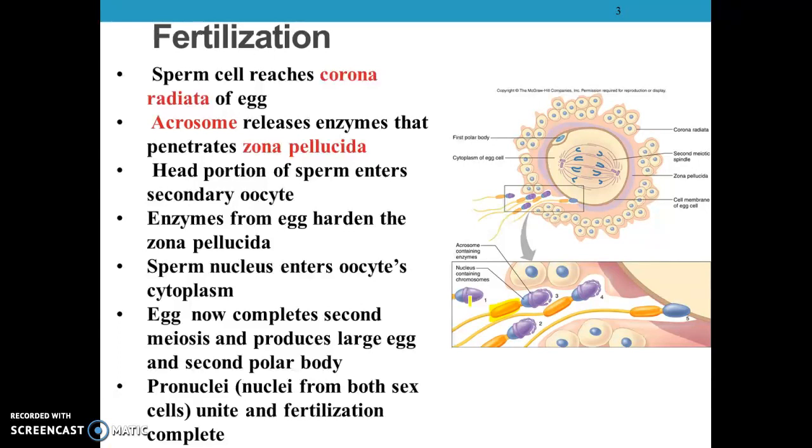So let's read through this. It says the sperm reaches the corona radiata. Corona radiata, if you wanted to write down, is a layer of follicular cells surrounding the secondary oocyte. Layer of follicular cells surrounding the secondary oocyte.